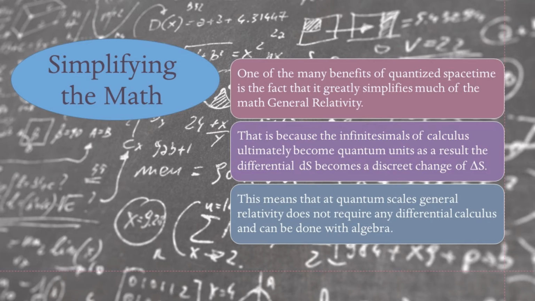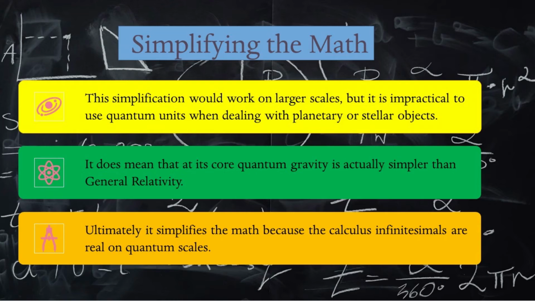One of the many benefits of quantized space-time is the fact that it greatly simplifies much of the math of general relativity. That is because the infinitesimals of calculus ultimately become quantum units. As a result, differential ds becomes a discrete change of delta s. This means that at quantum scales, general relativity does not require any differential calculus and can be done with algebra. This simplification would work on larger scales, but it is impractical to use quantum units when dealing with planetary or stellar objects. It does mean that at its core, quantum gravity is actually simpler than general relativity.